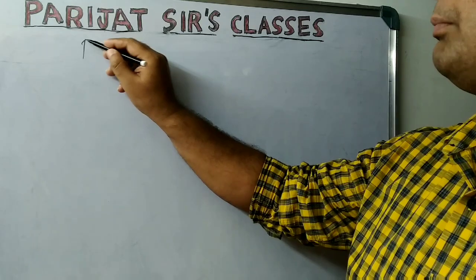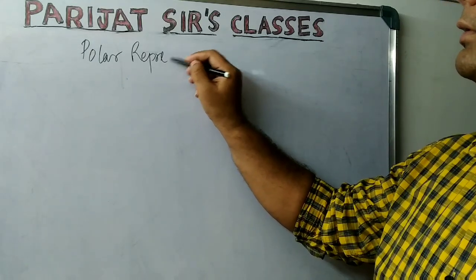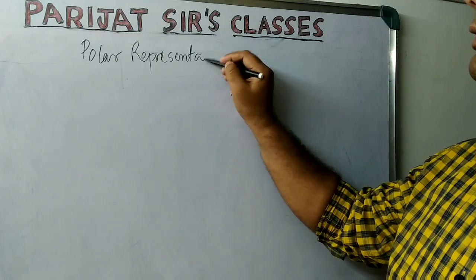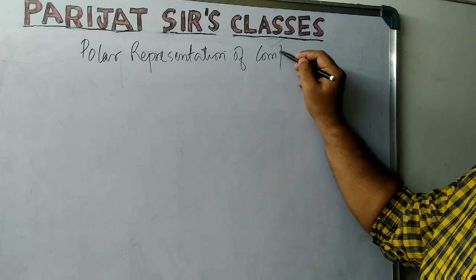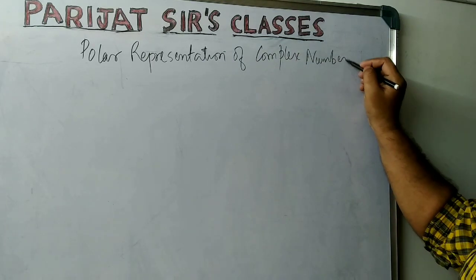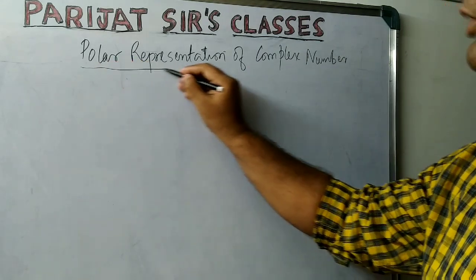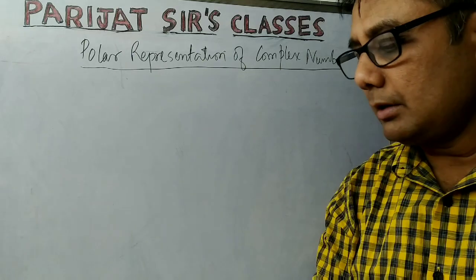So let's start today the continuation of the complex number, that is, we will be today dealing with the polar representation of complex number. Polar representation of the complex number. This is our topic today, and with this we will be ending the complex number.